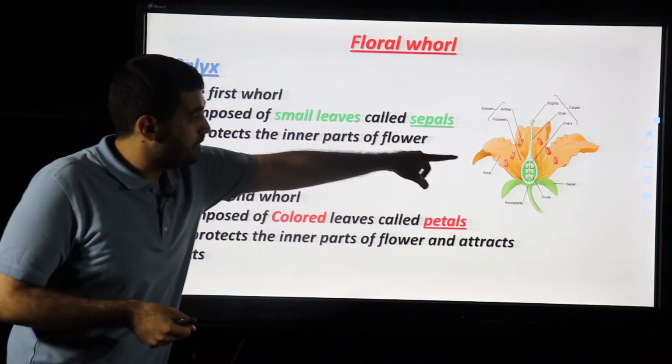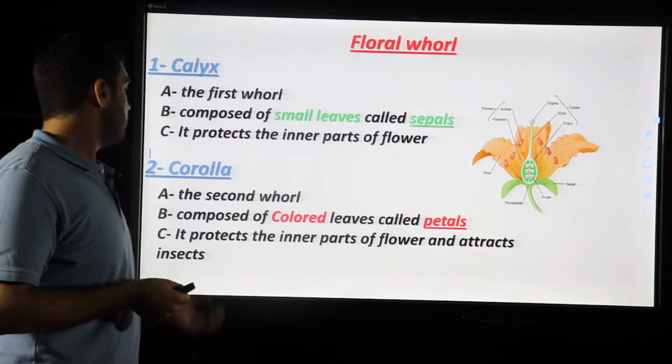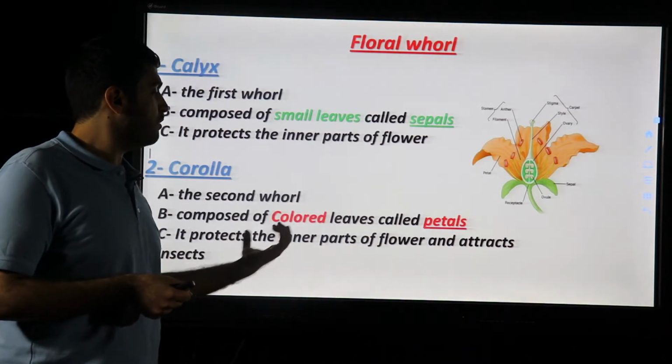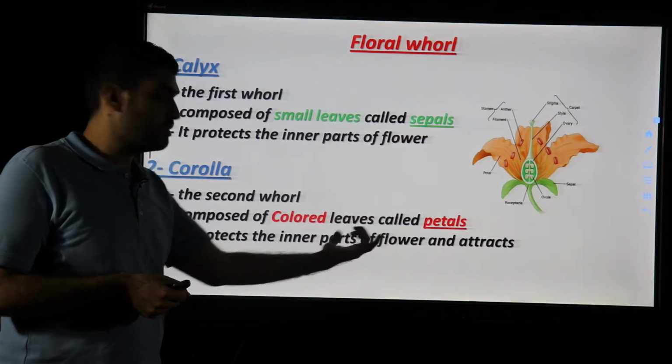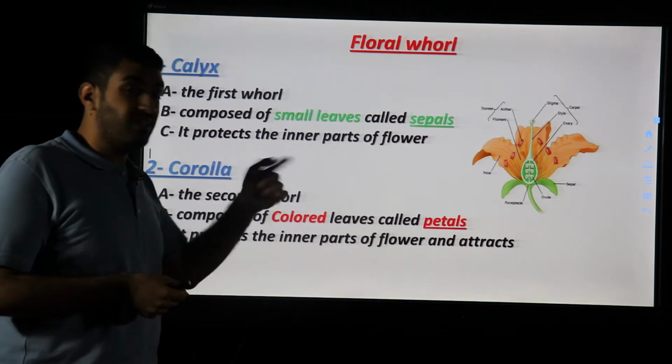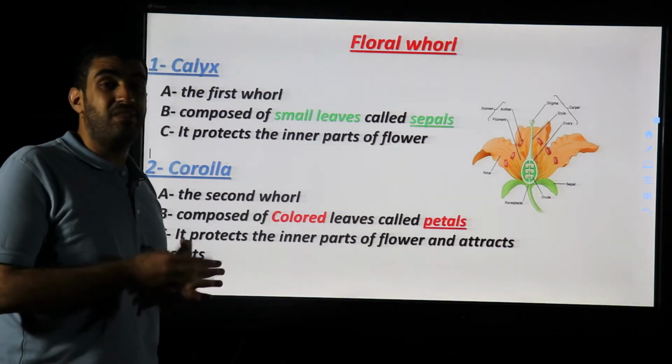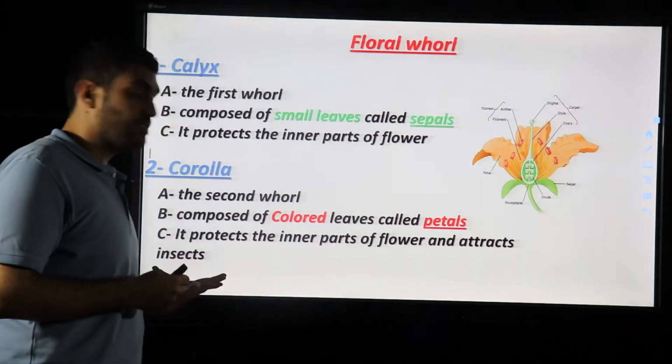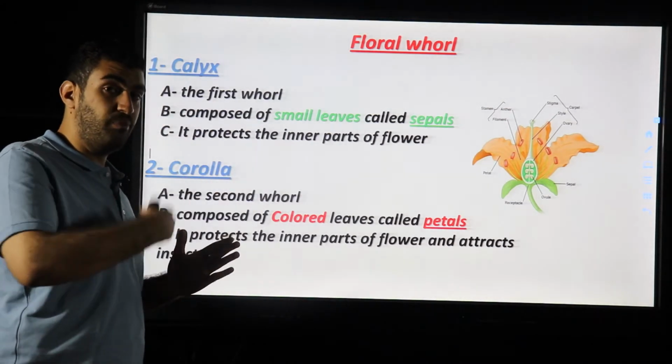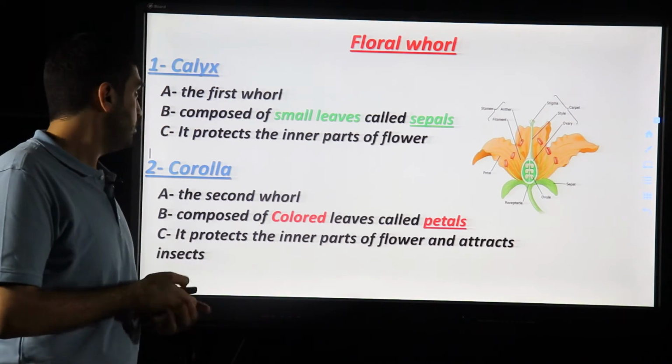The second part, the colored one, is called the corolla, and it's formed of colored leaves called petals. It protects the inner parts as well, like the calyx, but the main function is to attract insects. Why? It will help in reproduction, as we will say later.